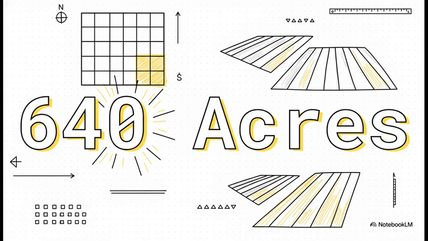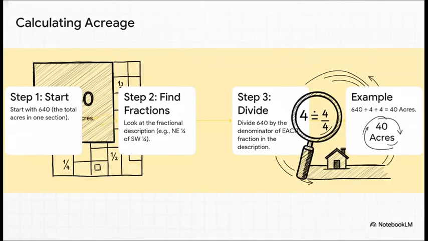And this is the part you have to remember. It contains 640 acres. Say it with me, 640. That number is pure gold for your exam. It's the key to everything. And here is exactly how you're going to use that number on the test.